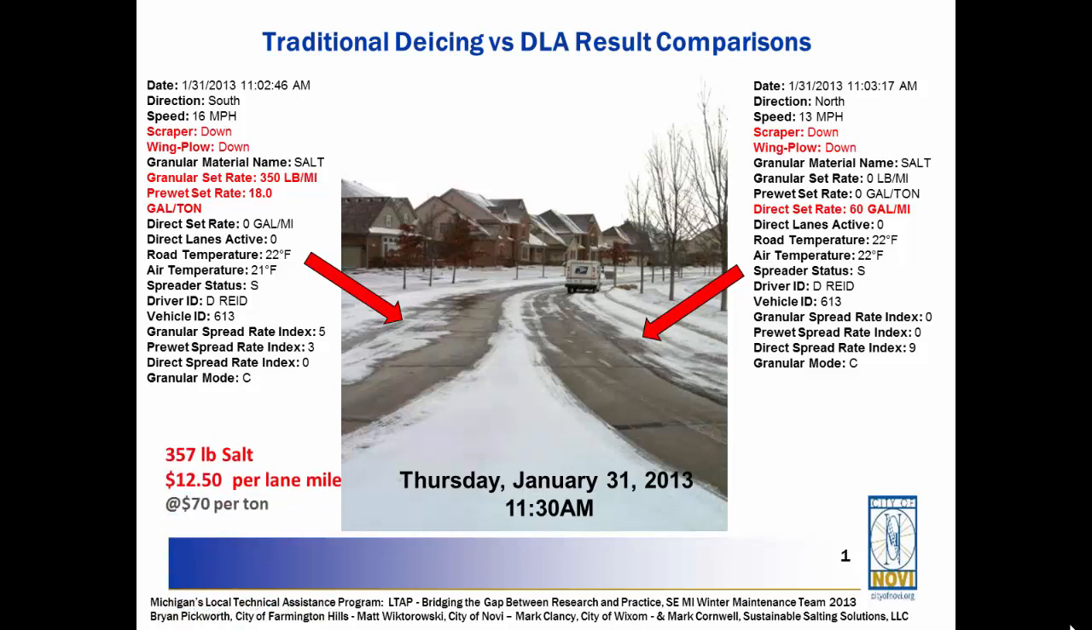357 pounds of salt at $12.50 per lane mile on the left, versus 138 pounds of salt at a cost of $4.83 on the right, a 62% reduction in cost with a comparable result.